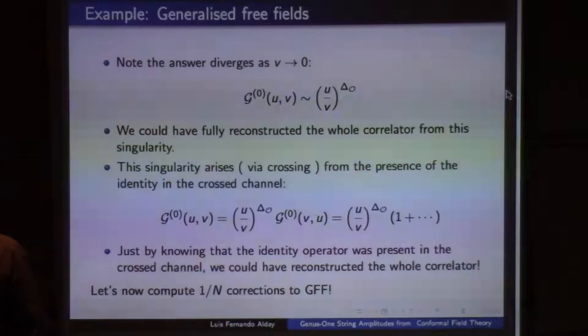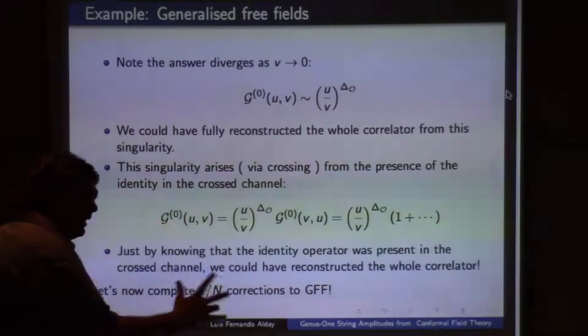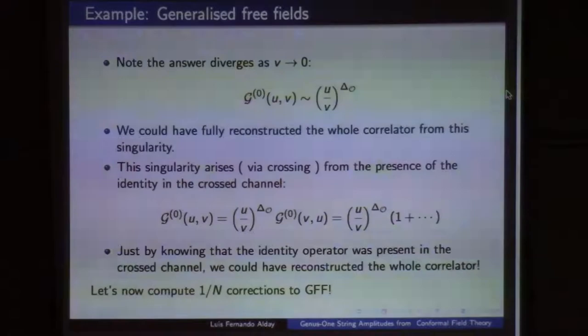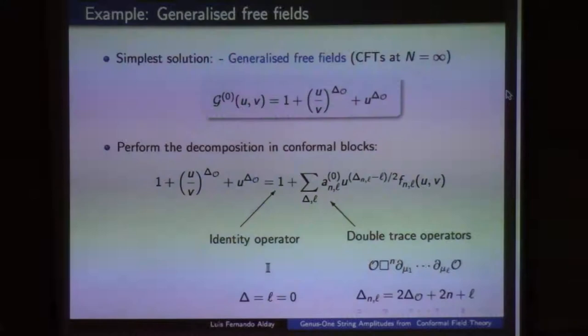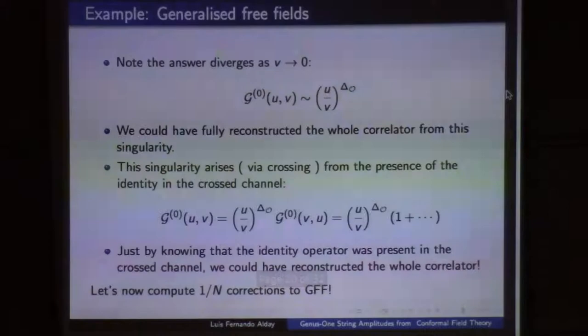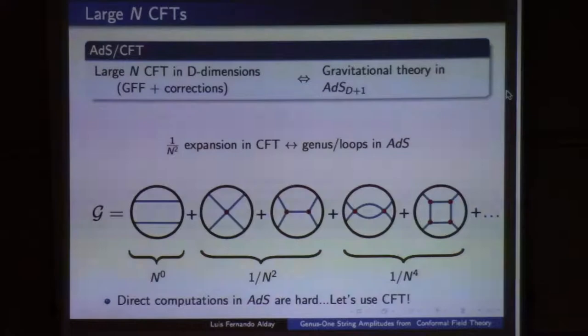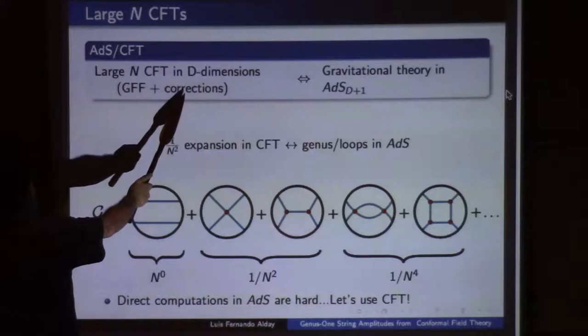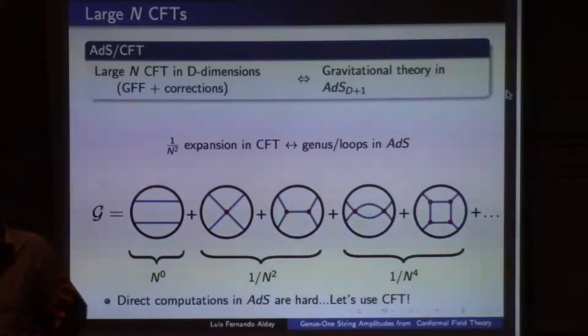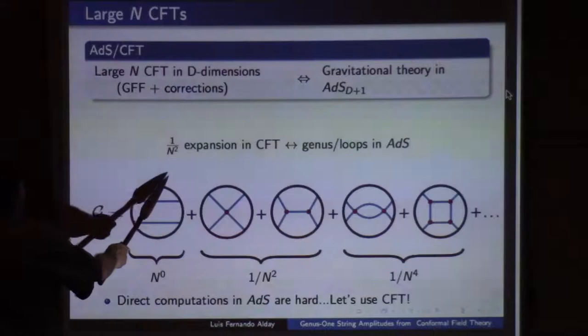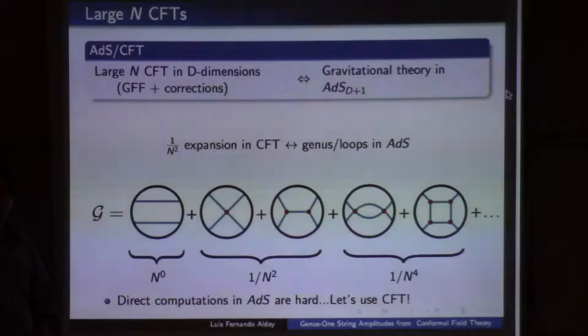Good. Now, the interesting part with the motivation of the beginning of the talk, we will try to compute 1 over n corrections to generalized free fields. So one reason to study generalized free fields is that if you have these holographic conformal field theories at n equals infinity, that's the answer you get by cluster decomposition. And now, the idea is that we want to compute generalized free fields plus 1 over n corrections to that. And through the AdS/CFT duality, this large n conformal field theory in d dimensions would correspond to some gravitational theory in one dimension more, in AdS d plus 1. And then the 1 over n squared expansion in the conformal field theory, as we saw, corresponds to some genus or loops in the theory in AdS.